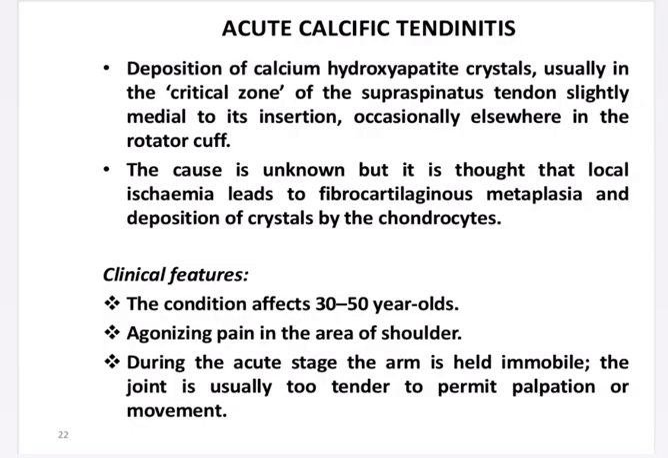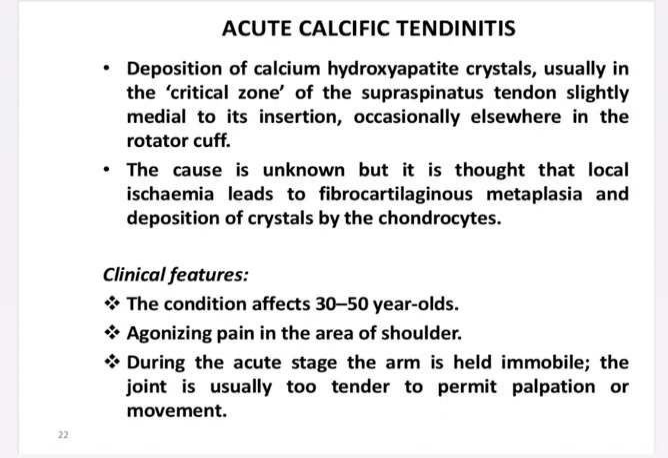Acute calcific tendinitis. This is the last subject of rotator cuff. This is the third subject of rotator cuff syndrome. There will be deposition of calcium hydroxyapatite crystal, usually in the critical zone of supraspinatus tendon, slightly medial to its insertion, occasionally elsewhere in the rotator cuff. The cause is unknown, but may be due to local ischemia. This local ischemia leads to fibrocartilaginous metaplasia with deposition of crystal by chondrocyte.